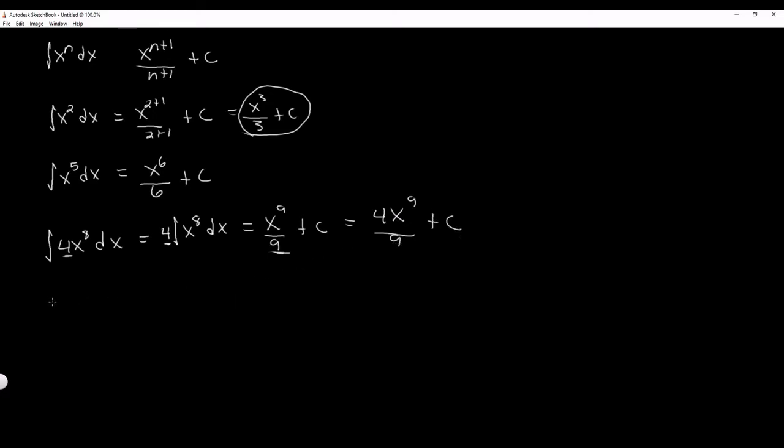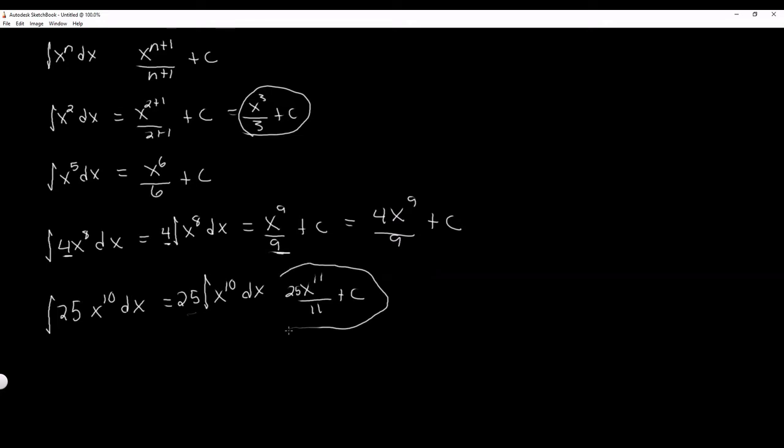Okay, let's try another one. The integral of 25x to the 10th dx. Well, we can rewrite it again like the last one. 25 times the integral of x to the 10th dx. So what we can do is just add 1 to the exponent, so that'd be x to the 11th divided by the new exponent plus c, and we can't forget the 25, so we multiply this answer by 25, and we get 25x to the 11th divided by 11 plus c.